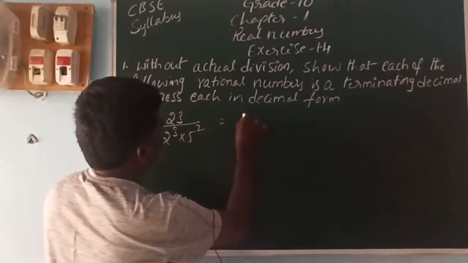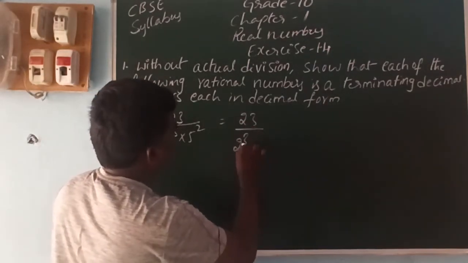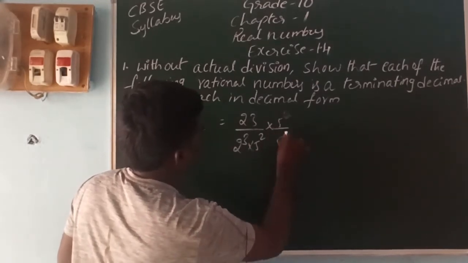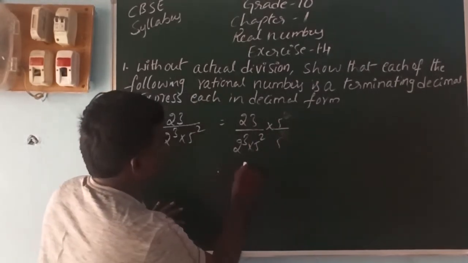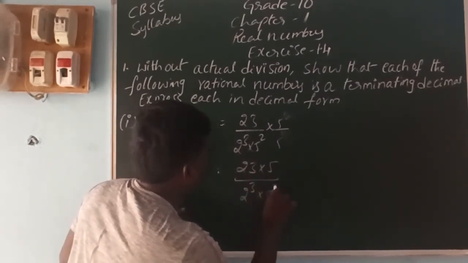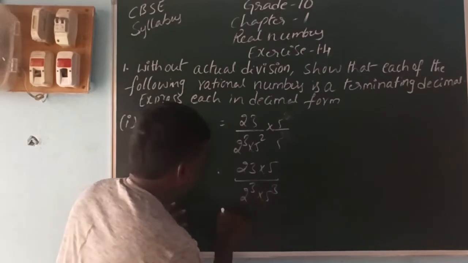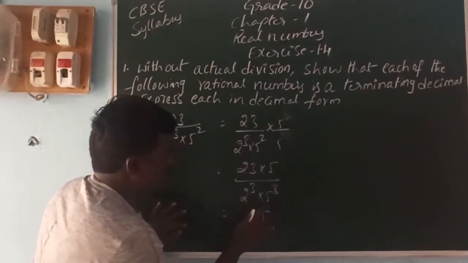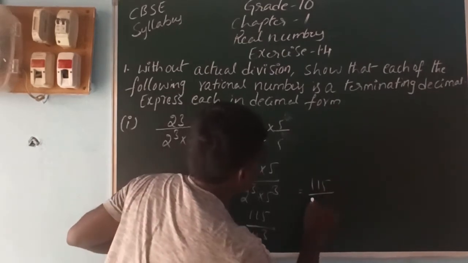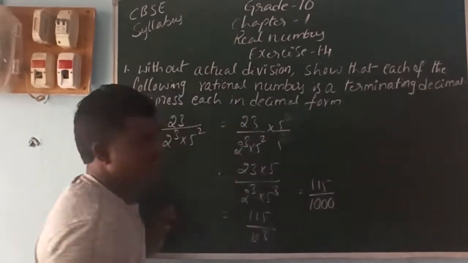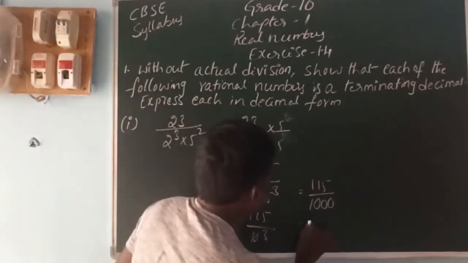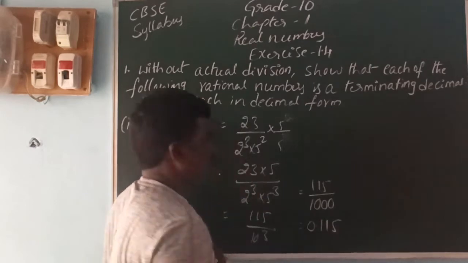So we multiply the numerator and denominator by 5, so the power of 5 becomes cube. That is 23 into 5 by 2 cube into 5 cube. 23 times 5 is 115, by 2 cube into 5 cube, which is 10 cube. 10 cube is 1000. The denominator has three zeros, which means we get three decimals. That is 0.115.